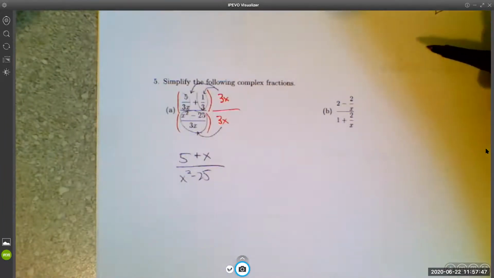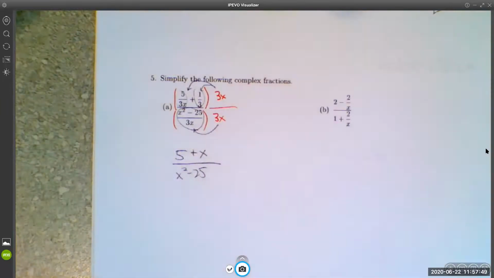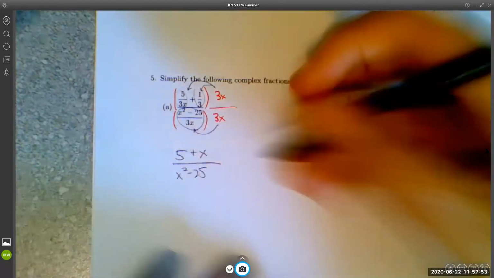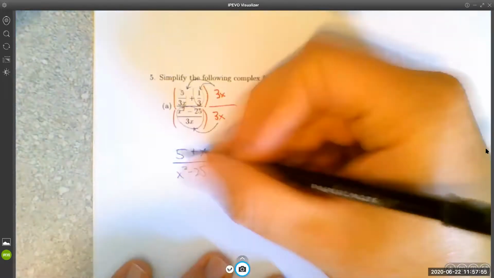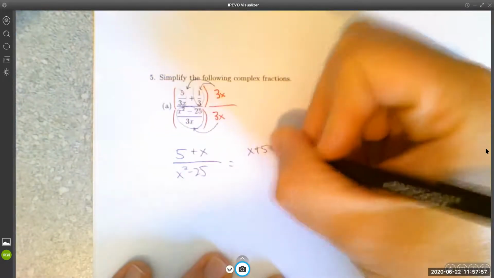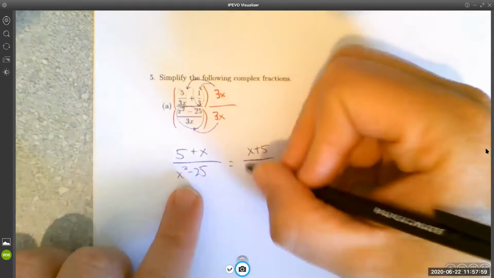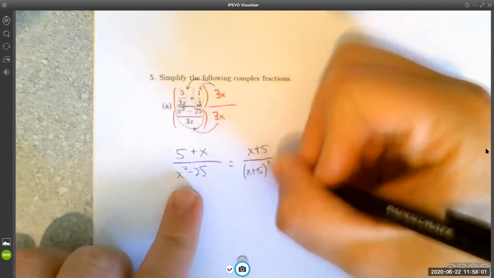Okay. At this point, all I have left to do is simplify if I can. I think I can in this case. I think x squared minus 25 will go down. I'm going to rewrite 5 plus x as x plus 5. And then x squared minus 25 is x plus 5 times x minus 5.